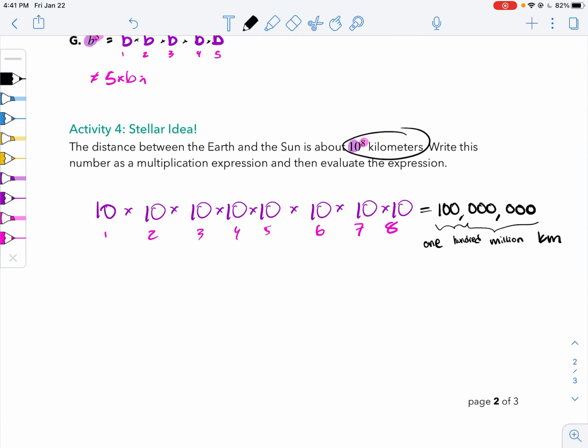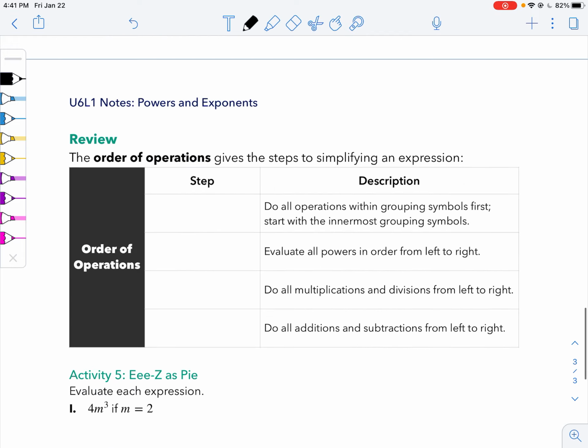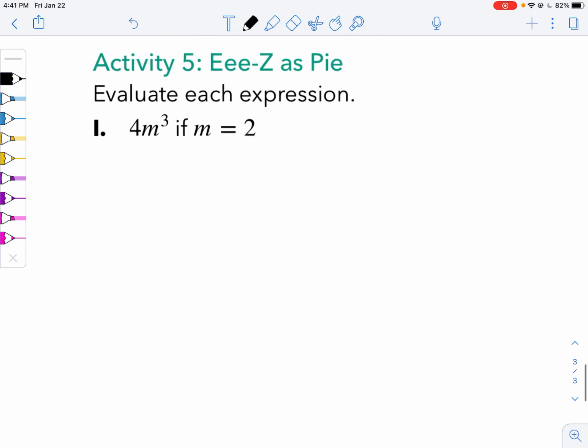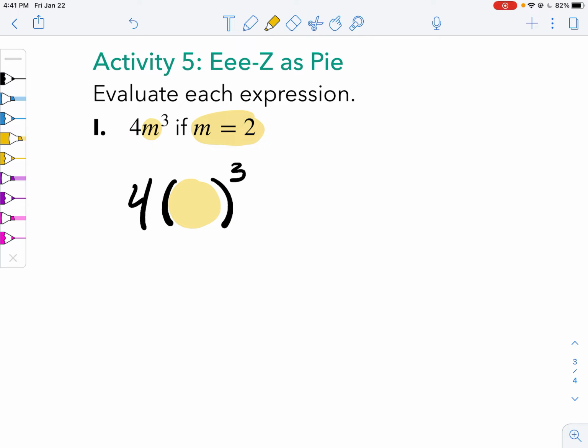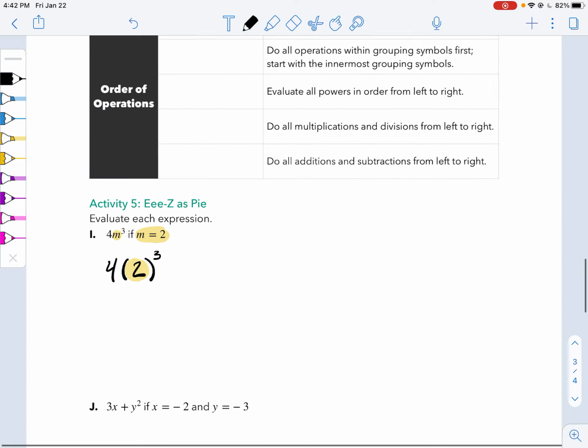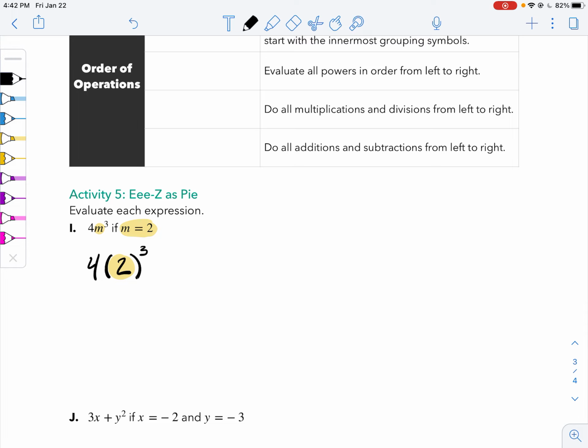Okay, cool. For our last activity, we are going to evaluate expressions. And how you evaluate an expression with an exponent is you take the number and you plug it in to this expression right here. So you start out, you've got 4 times m cubed, but this time m is 2. So now you just need to simplify it. But remember, we got to use PEMDAS.